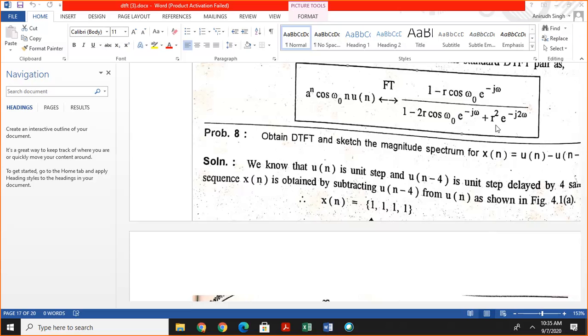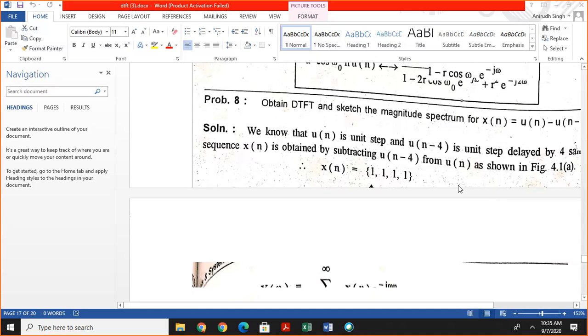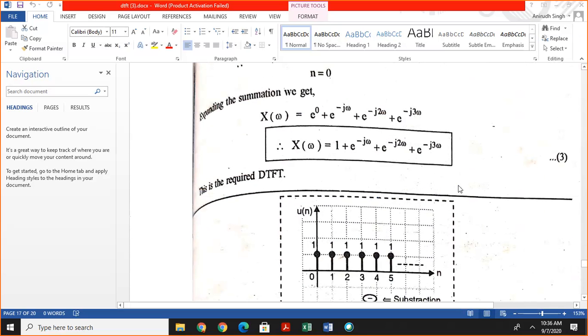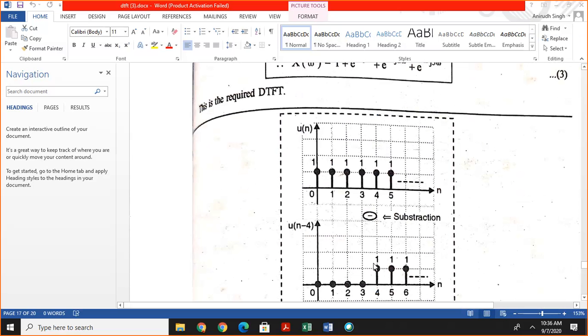Obtain DTFT and state the magnitude spectrum of x of n. And x of n is given by u of n minus u of n minus 4. So x of n is given by here. This is u of n. U of n is given by this, and u of n minus 4 is given by this.